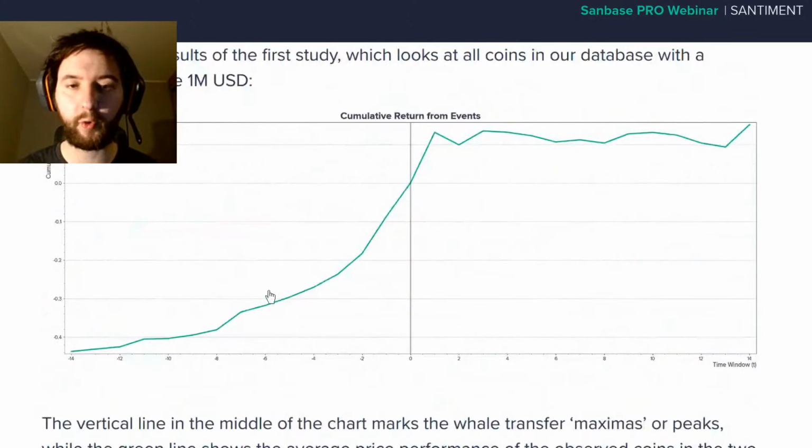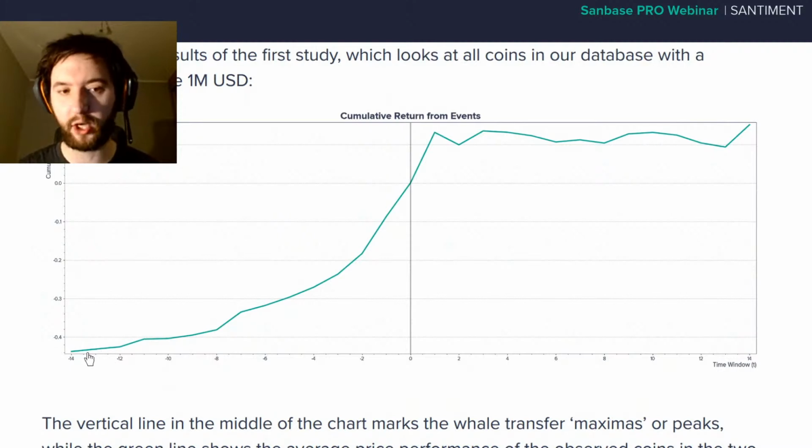So this is the price performance of basically more than 5,000 different events. Event being a major spike in whale transfers. This is the average price performance of the observed coins in the 14 days or 2 weeks before the whale transfer spike, and then the average price performance in the next 14 days or 2 weeks.